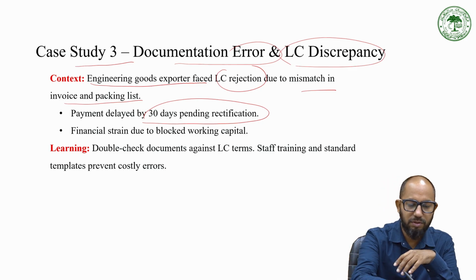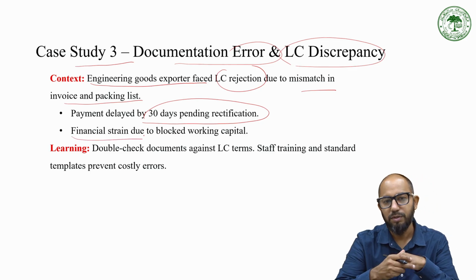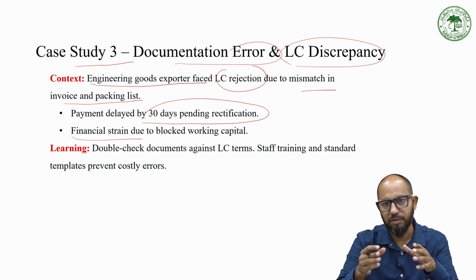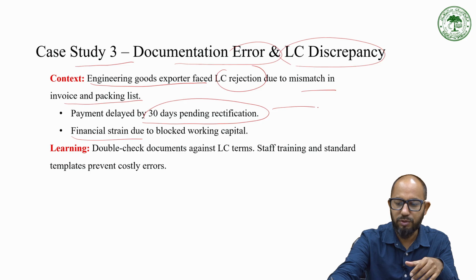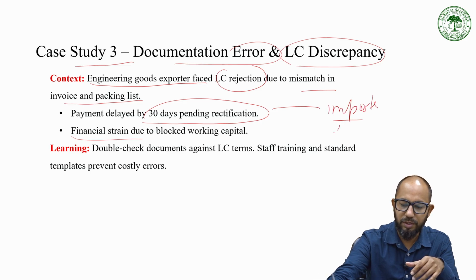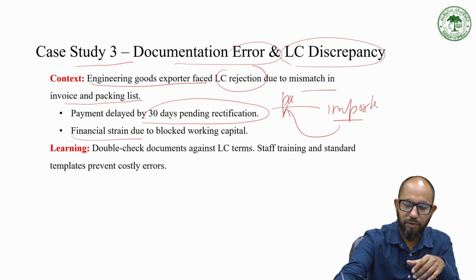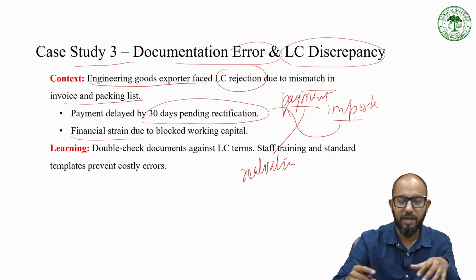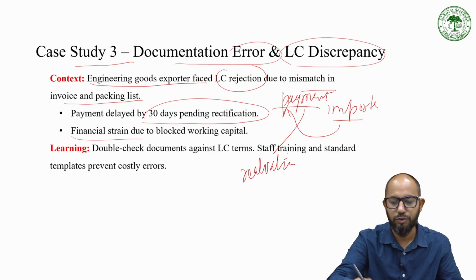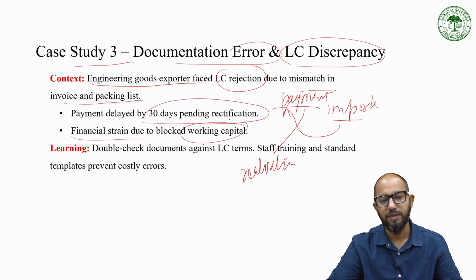Now, because of this, there is more financial strain due to blocked working capital, because for products like engineering goods, if they would have reached the importer within these 30 days, the payment would have been realized. But now the payment has not been realized, therefore there is a shortage of working capital.